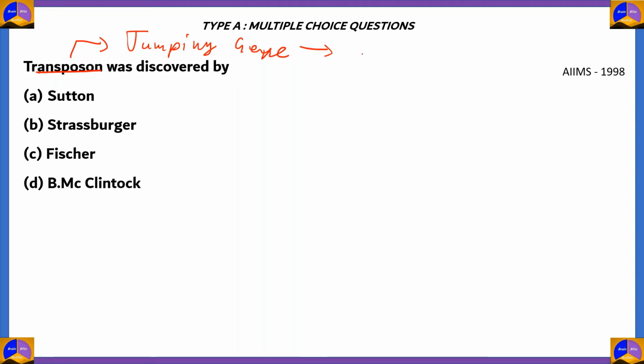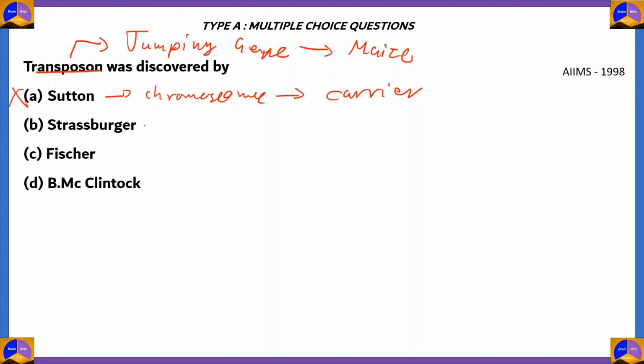And this is found in the maize plant. We need to find out who first found it in the maize plant. Now we have 4 options. Let's look at each of them. Option A, Sutton. Sutton is usually associated with Boveri, and they told that the chromosome was the carrier for genetic material. So carrier for genetic material, this was proposed by Sutton and Boveri. So option A is incorrect.